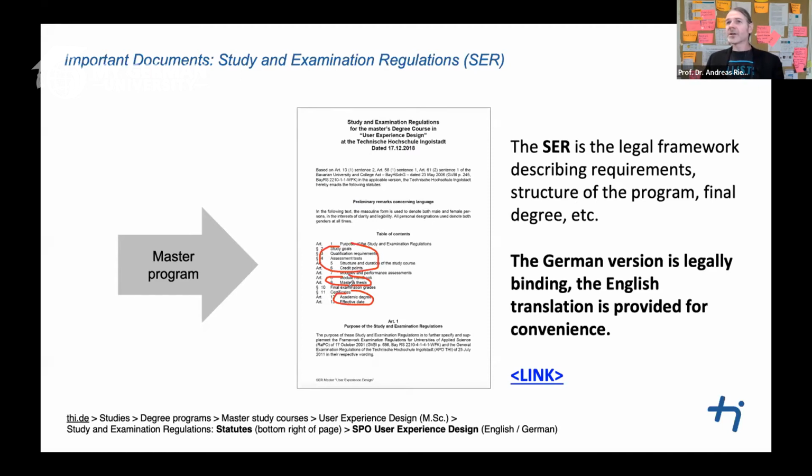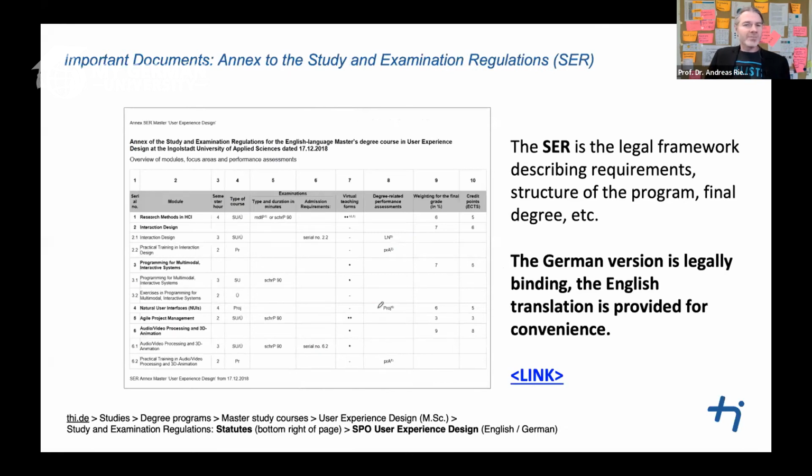A second thing that you find along with the study and examination regulation, and I can also post the link to it as you don't have a chance to click here on the link, I can post it in the chat later on. Along with the study and examination regulation, you find an annex, which is also online. And in the annex, you see all the modules that are taught in a program. Of course, this is specific for each program, but you can also find it for all the other programs at our university and typically at all universities in Germany.